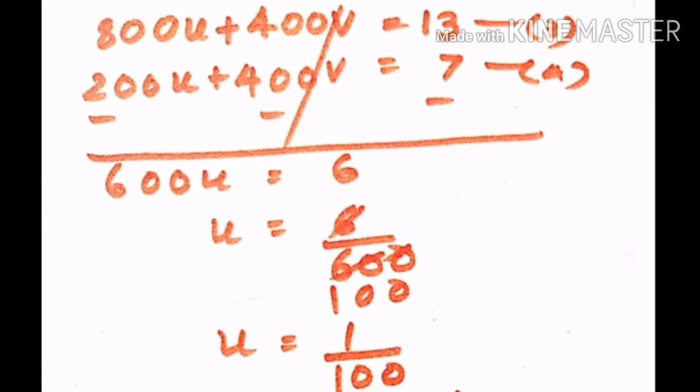So I have now written equation number 3 and 4, the like terms under the like terms, and then taken subtraction. So 400v gets cancelled and we are left with 600u is equal to 6. So u is equal to 6 upon 600. Then we cancel that, so u is equal to 1 by 100. This is our value for u.